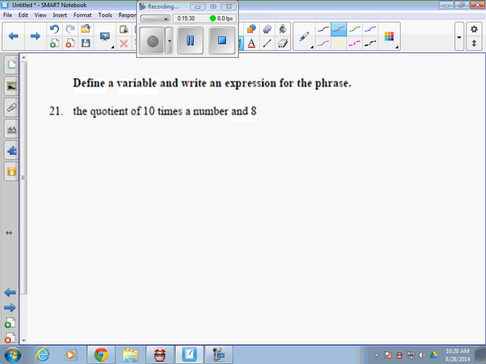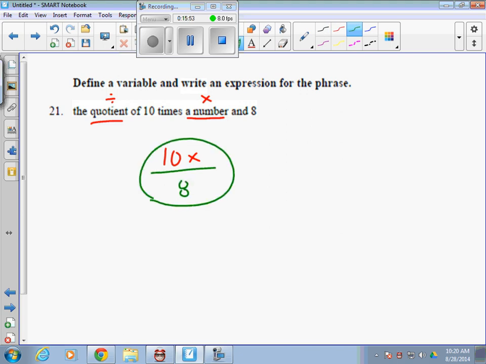21 says define a variable and write an expression for the phrase. The quotient, there's that word that means to divide, of 10 times a number, there's a variable, and 8. So 10 times a number, 10x, 10 times x. Quotient means to divide, and that divided by 8. 10 times a number and 8.